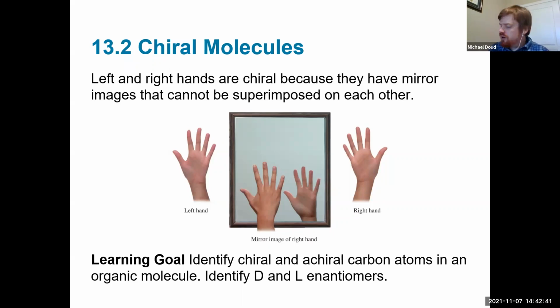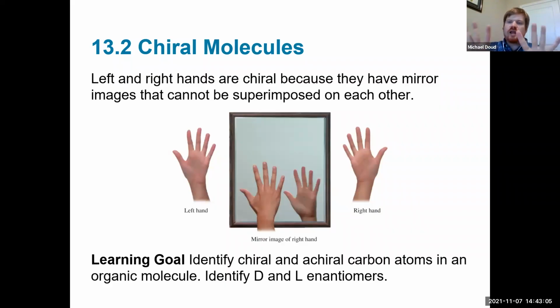But what we want to talk about now is chirality. So the basic fundamental principle here is that, okay, think about it this way. You have a left hand and you have a right. And they are analogous to one another, right? But are they the same? Do they do the exact same thing?